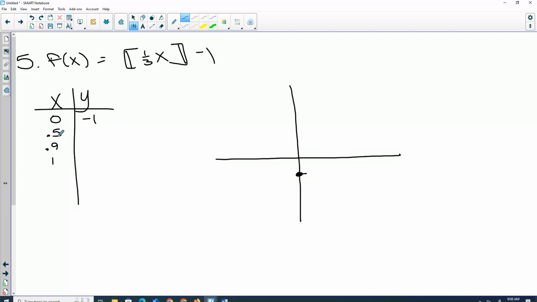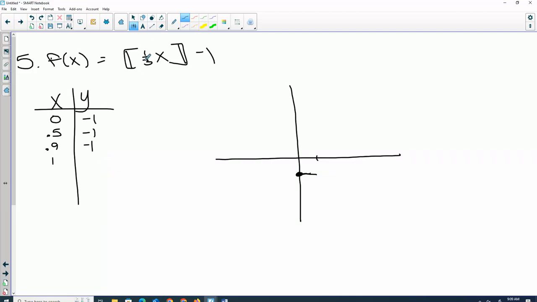If I put in 0.5, 1/3 times 0.5 is 1/6. What is the greatest integer of 1/6? 0 minus 1 is still negative 1. Okay, so at 0.5, I'm still down here. If I put in 0.9, 1/3 times 0.9, what's that give me? Okay, and the greatest integer of that? 0 minus 1 is negative 1, so I'm still down here.